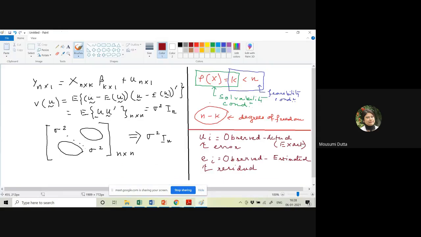If I specify the orders, please look at this structure: Y is equal to x beta plus u. Y is of order n by 1, so it's a vector. Then x is a matrix of order n by k. Then we have the beta vector, which is of order k by 1. And we have the u vector as well, which is of order n by 1.